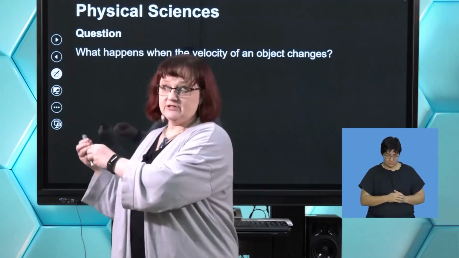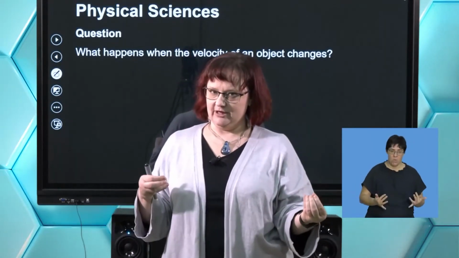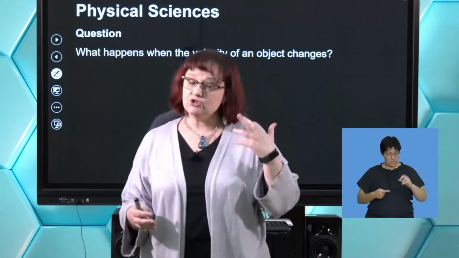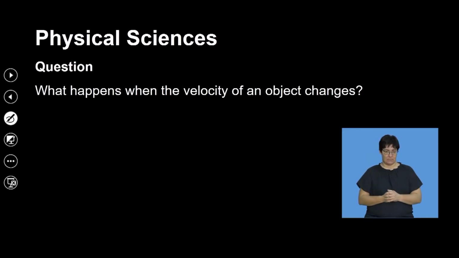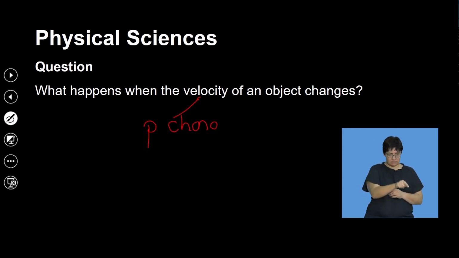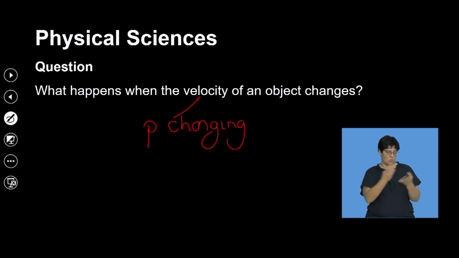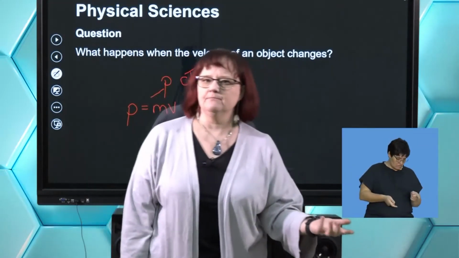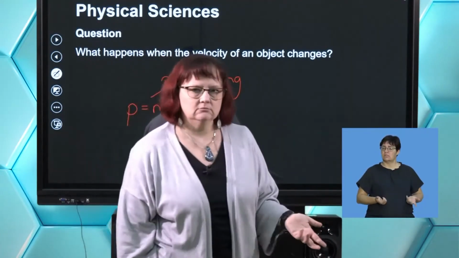I didn't ask how does the velocity change, because then that would be force. Only forces can change the velocity. So if the velocity of an object changes, that must result in the momentum changing. You're going to hear this lots. Why? Because momentum is mass times velocity. So if the velocity of an object changes, its momentum must change as well.